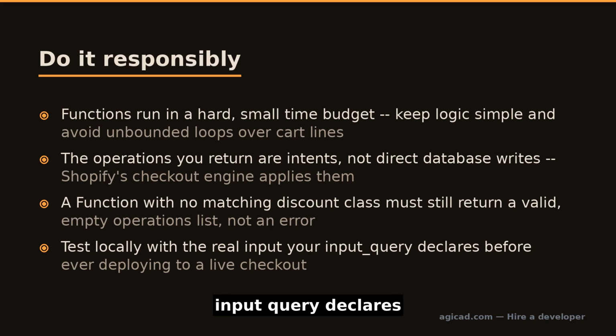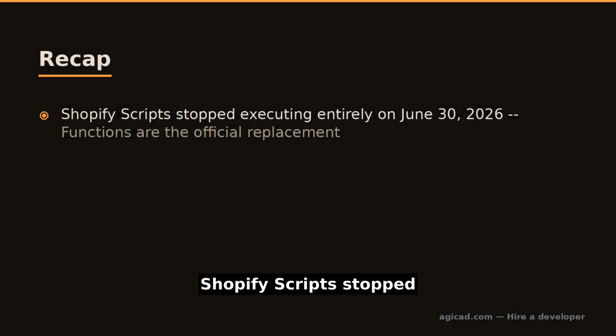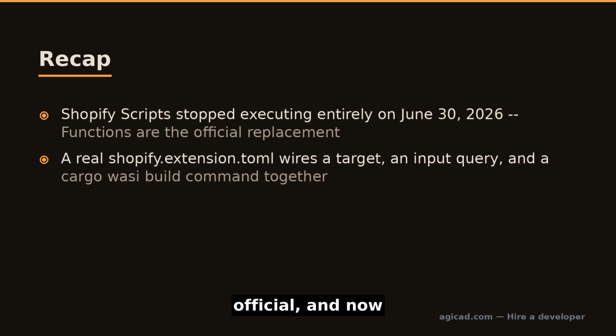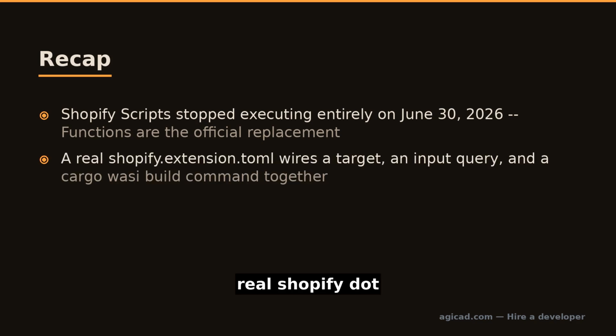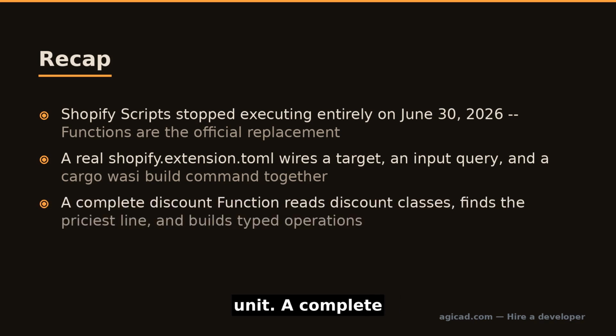Pulling it together. Shopify scripts stopped executing entirely on June 30, 2026, and Shopify Functions are the official, and now only, replacement. A real shopify.extension.toml file wires a specific target, an input query, and a Cargo.toml build command together into one deployable unit. A complete discount function reads which discount classes apply, finds the most expensive cart line when it needs one, and builds typed operations rather than doing math by hand.